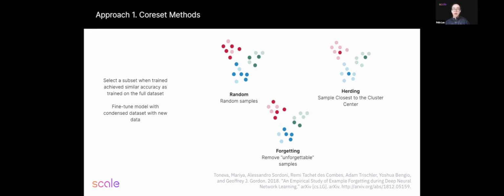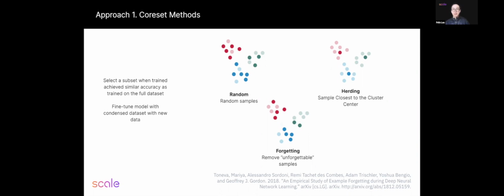The first approach is Coreset methods. Coreset methods select a subset of the dataset such that when you train on this smaller subset, the model can still achieve a similar accuracy compared to being trained on the full dataset. The idea is that when we fine-tune a model, we fine-tune the model with the condensed dataset along with the new dataset.